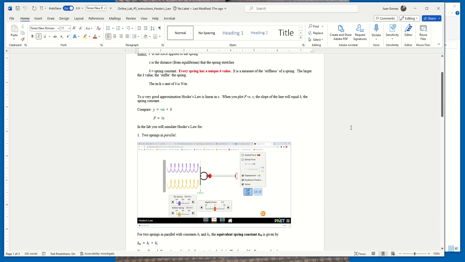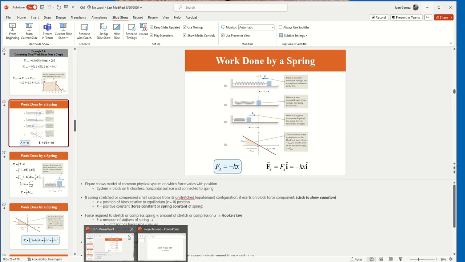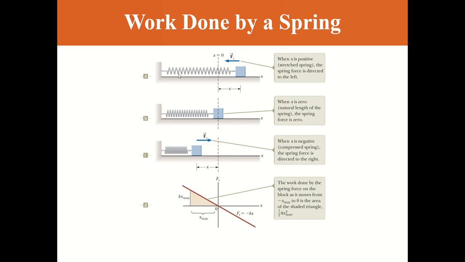Well, we're gonna simulate Hooke's law for two cases. Now, I should mention, let me go back. When we say F is equal to kx, we have just a mass attached to one spring. So F is equal to kx.